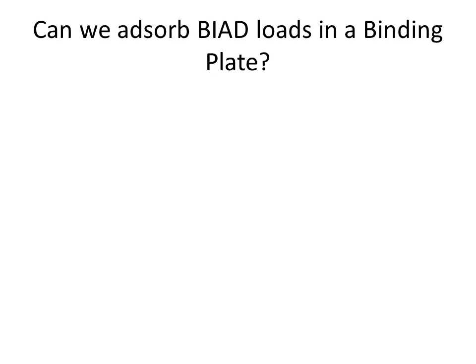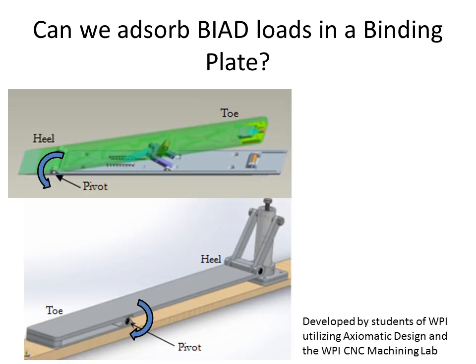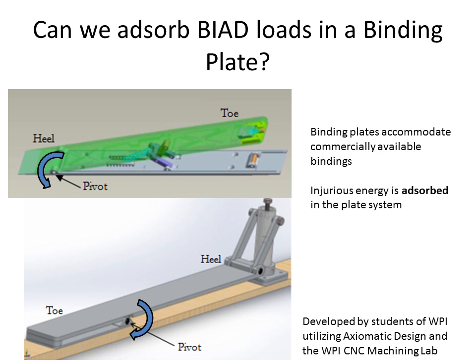At WPI, we've asked senior design students to design a solution to the ACL injuries using axiomatic design for their senior capstone design project. What they have come up with are binding plates to absorb the injurious energy. These binding plates can accommodate commercially available bindings and absorb the injurious energies in the plate system. So instead of work being done on the knee to tear the ACL, work is being done on the ski binding plate system. These plate absorption systems can reduce energies without the introduction of another release mode, thus cutting down on inadvertent releases.